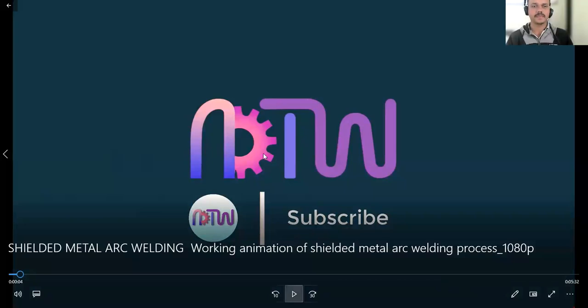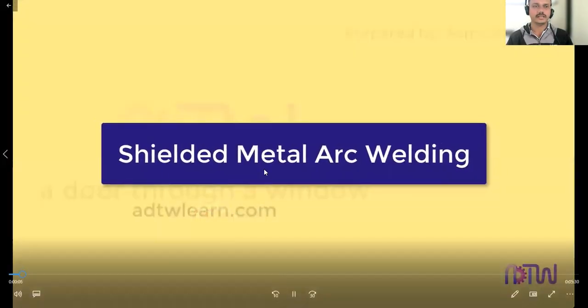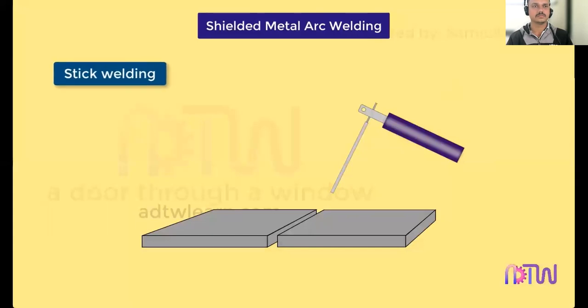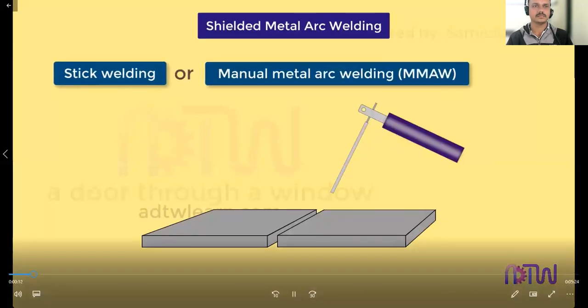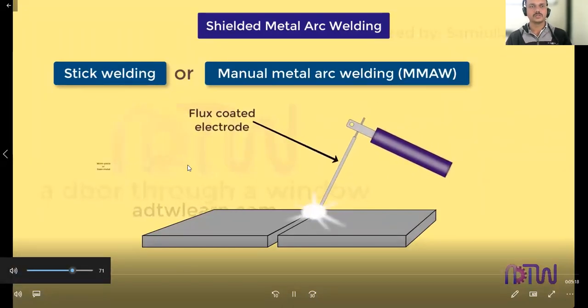Okay. Now see how shielded metal arc welding happens. Can you hear the sound? Shielded metal arc welding is also referred to as stick welding or manual metal arc welding, in short MMAW, in which an arc is struck between the flux-coated consumable electrode and the base metal.